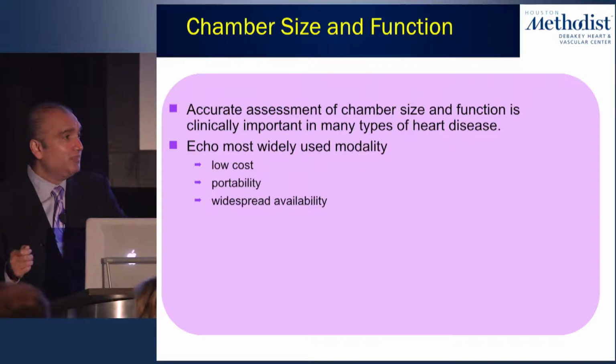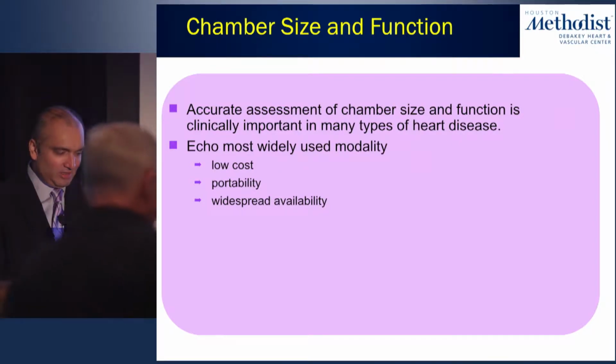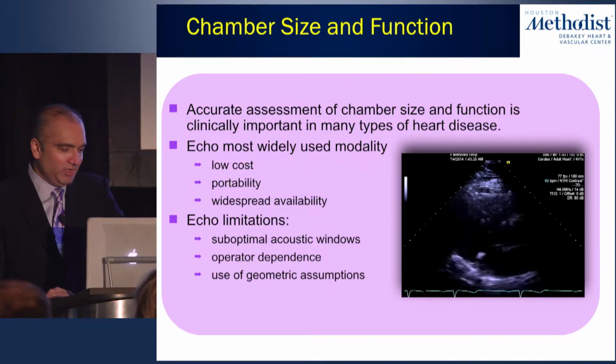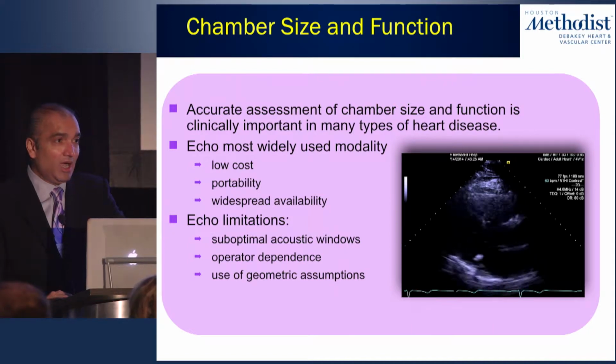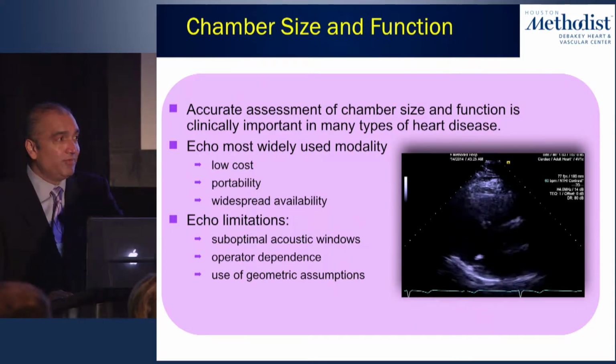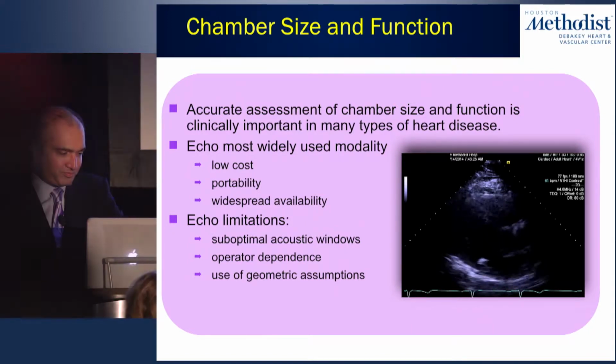Now, obviously, echocardiography is our first-line modality. The advantages are low cost, portability, and widespread availability. I mean, we'll never be able to do a CMR scan at the bedside in the ICU. That's obviously a strength of echocardiography, but there are some limitations as well. And the biggest, obviously, is suboptimal image quality, operator dependence, and then finally the need for geometric assumptions.